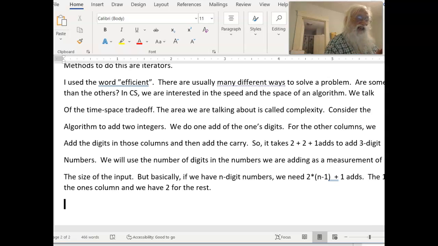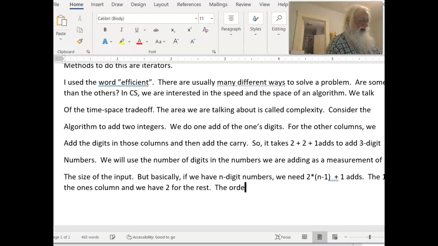Now, in this first example I did last time, I talked about adding two numbers with n digits. And it came out that we need 2 times (n minus 1) plus 1 adds. Now you might say, well, what is that? What do we say about that? What about the 2 and the 1? Are they important? The answer is no.